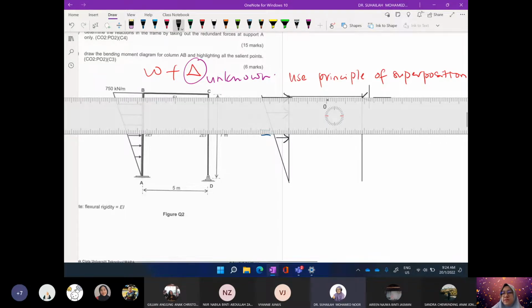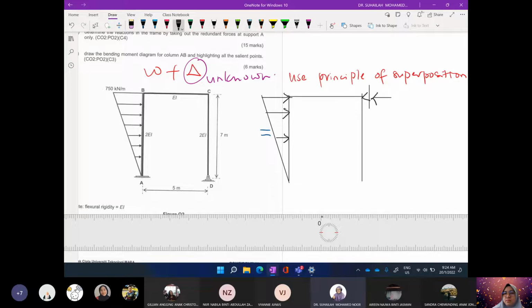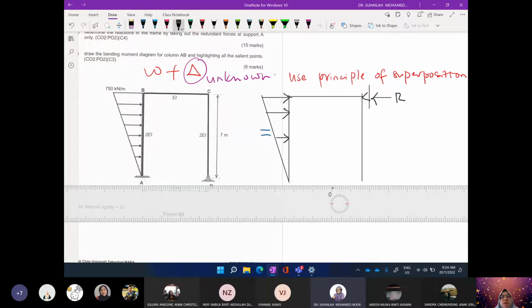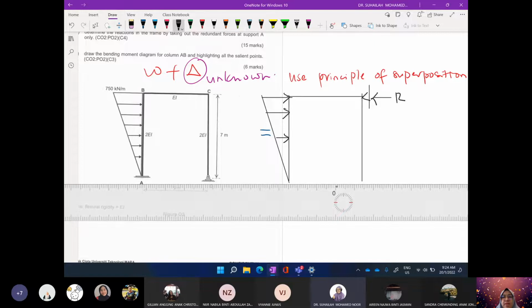Okay, this is the restraining force. So this restraining force is just like we put the wall so that it cannot move. So C cannot move, so B also cannot move. So by having this, we have changed the original frame to properly restrain.